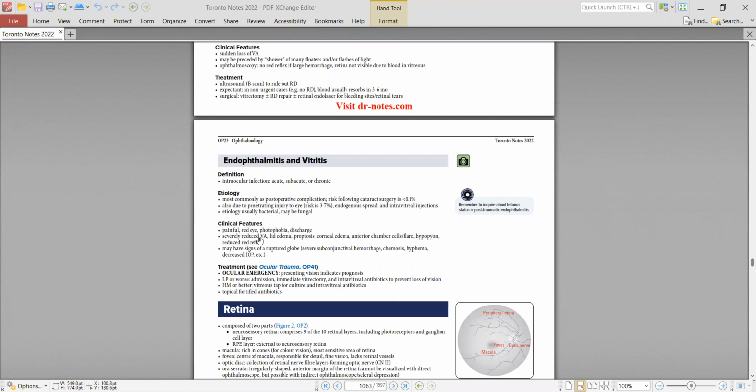So you see all kinds of symptoms. Painful red eye, painful red eye, photophobia is there. The patient can't see the light.